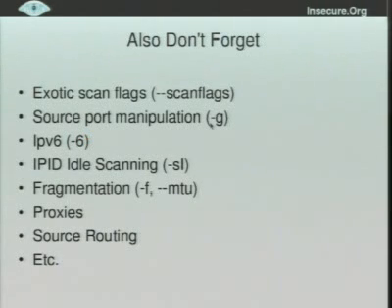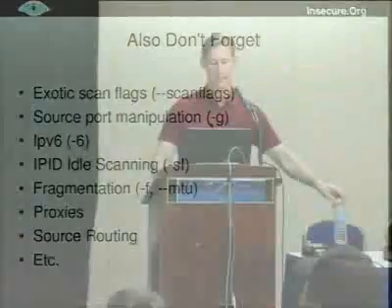Unfortunately, I don't have time to do a whole presentation on IDS evasion, but there's a lot more that you can do when you want to get complex. Exotic scan flags with the scan flags option. You can manipulate the source port, IPv6, IPID idle scanning. Fragmentation now has an MTU option that allows you to specify exactly where in the packet it fragments. SOCKS and HTTP proxies, source routing, etc. And most of these, Nmap has built-in support for.